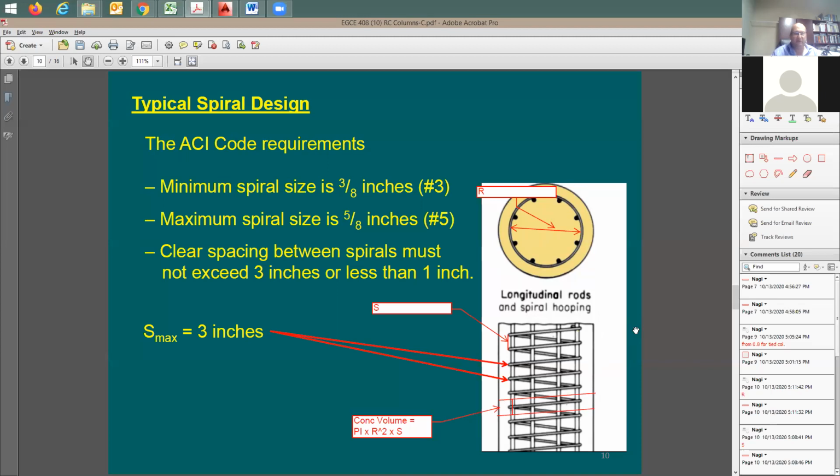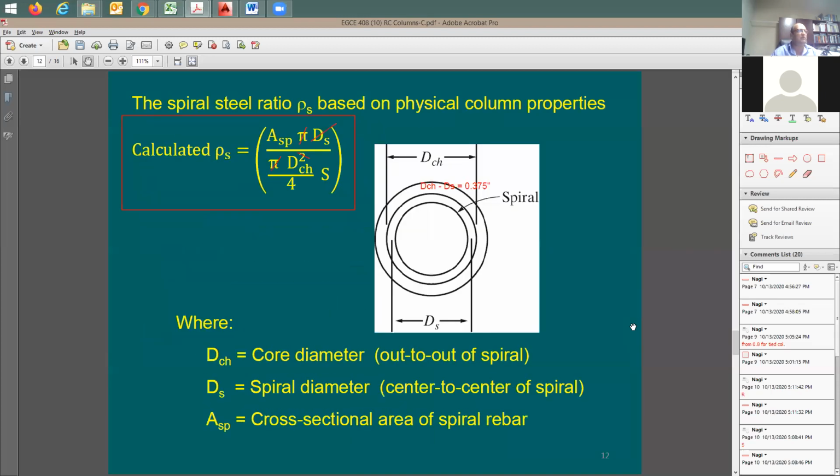There is a simpler way of doing it. Instead of doing this volume calculation, which almost no one is going to be doing this way, there is a simpler way. If you just look at this equation here, this equation shows the volume of the spiral, which means this top term divided by this term here. So this term here is going to be the volume of the spiral, and this term here is going to be the volume of the concrete.